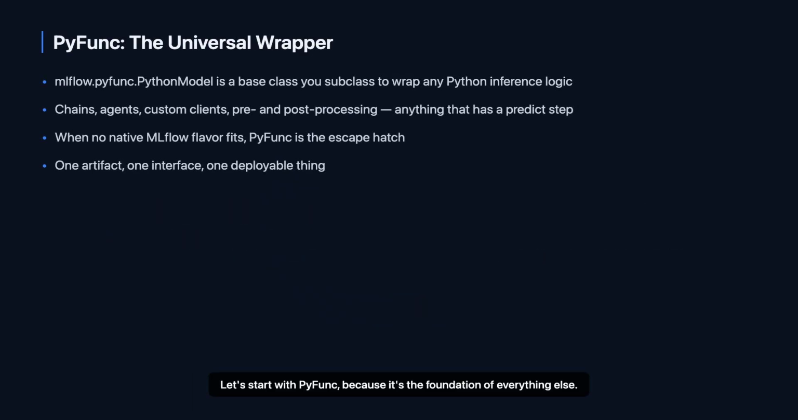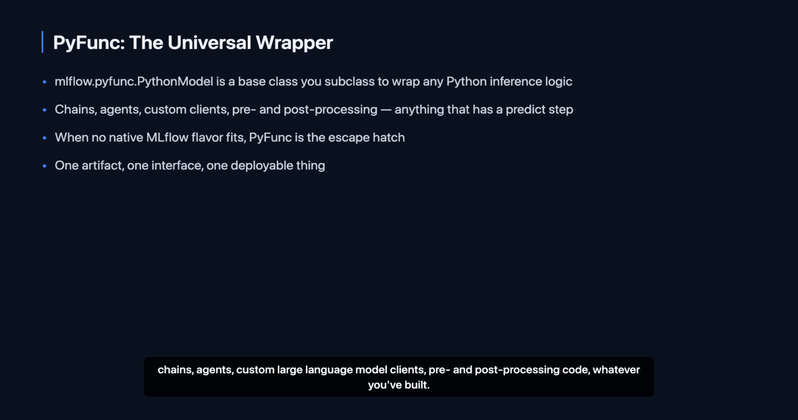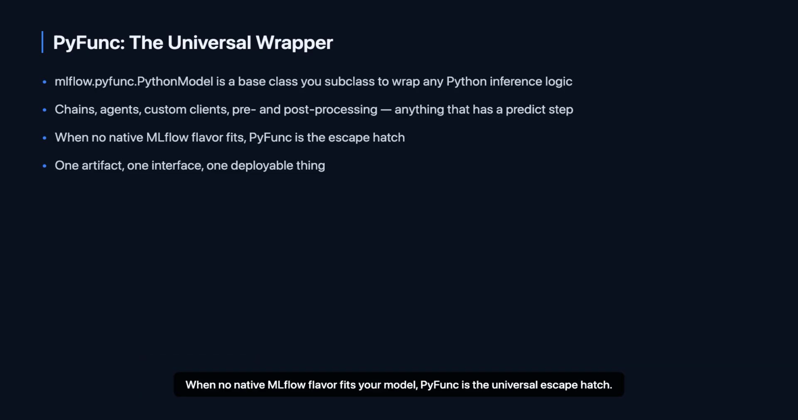Let's start with PyFunc, because it's the foundation of everything else. mlflow.pyfunc.PythonModel is a base class you subclass to wrap any Python inference logic: chains, agents, custom large language model clients, pre- and post-processing code, whatever you've built. When no native MLflow flavor fits your model, PyFunc is the universal escape hatch. The beauty of it is the contract. One artifact, one predict interface, one deployable thing. The framework no longer cares whether the inside is a LangChain chain or a custom orchestration class. From MLflow's perspective, it's all the same shape.